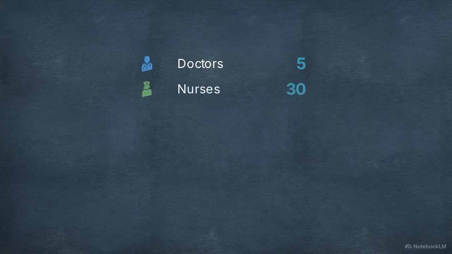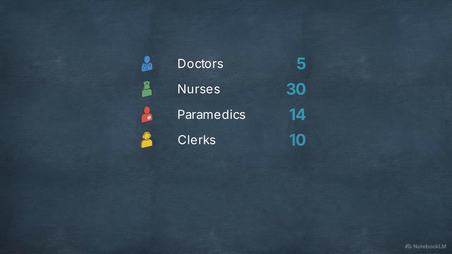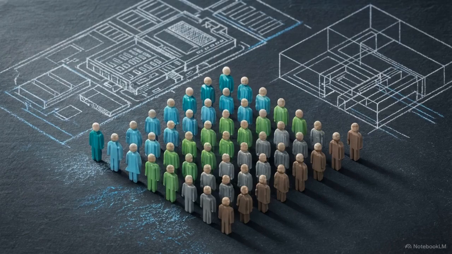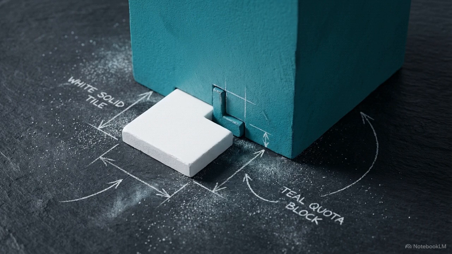Following that same formula for every department, we get our remaining quotas: 30 nurses, 14 paramedics, 10 clerks, and 16 unskilled workers. If we sum those quotas up, they equal exactly 75, matching our original target. This step ensures your sample is a mathematically scaled-down microcosm of the hospital, maintaining the exact demographic balance of the entire facility. With the quota set, we now select the specific individuals to fill them.